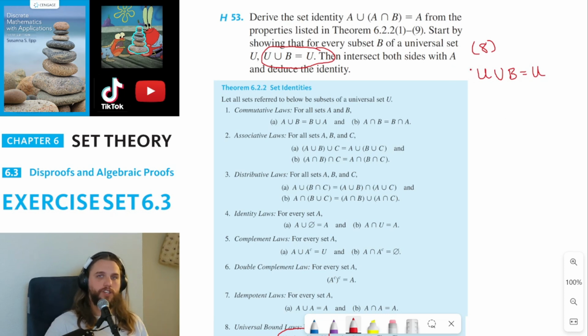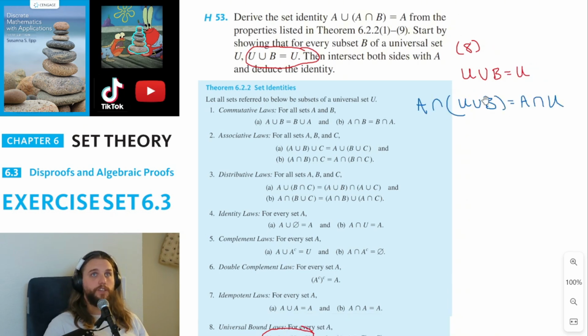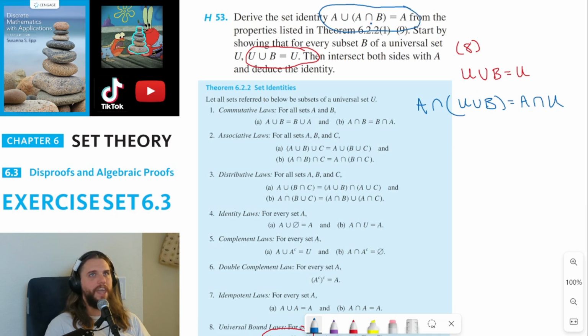we're intersecting A with. Now, to make this problem a little bit easier, I'm going to specify that we're going to intersect A on both sides of this equation on the left side. And so if you notice, A is on the left side of both sides of the equation. So we're still intersecting A on both sides, but we're doing so on the left side of each expression. Now, this is not the identity that we're trying to prove. We're trying to prove that A union A intersection B equals A, and that's not what this says. However, what we can do is apply the set identities to both sides of this equation.